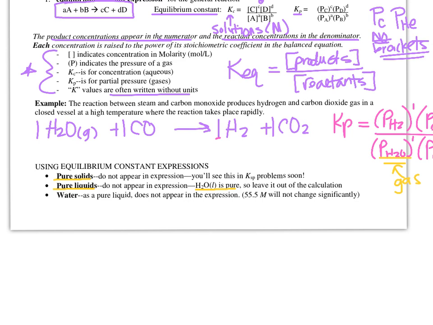With water as a pure liquid, 55.5 molar is not going to change. When you're using water in an aqueous system, even if you are producing liquid water, it's not going to drastically affect the concentration because you already have a huge concentration of water in the aqueous solution. So typically, if it's a combustion reaction or something like that where you're producing water vapor instead, then that would be included.